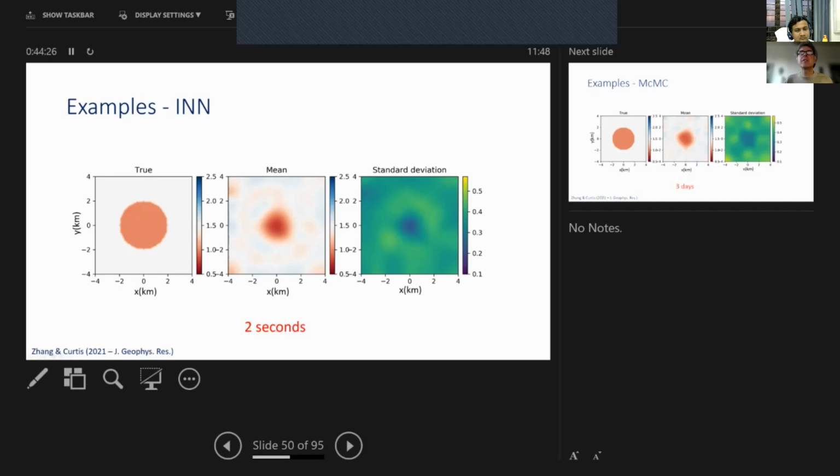And so the mean structure has this low velocity. It's not identical to the true structure, but neither should it be. It's a mean structure. It's not a model in itself. It's a statistic of the family of models. The standard deviation structure is the same as the structures we saw yesterday. It's got low uncertainty in the middle of the low velocity zone, and it's got a halo or a loop of high uncertainties around it. So these are the uncertainty loops that we saw yesterday.